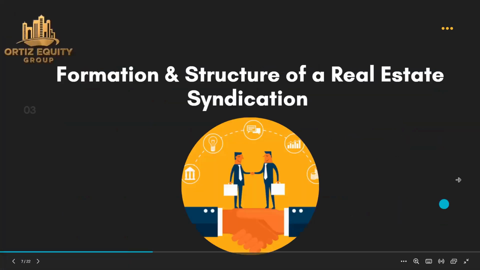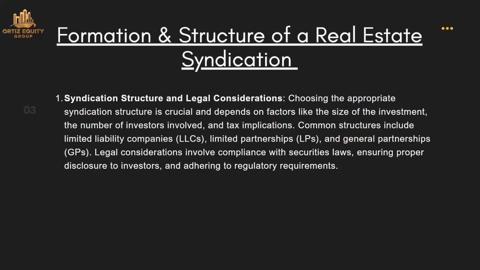All right. So let's talk about the formation and structure of a real estate syndication. Syndication structure and legal considerations. Choosing the appropriate syndication structure is crucial and depends on factors like the size of the investment, the number of investors involved, and tax implications. Common structures include limited liability companies, aka LLCs, limited partners, which are LPs, and general partners, which are also known as GPs. Legal considerations involve compliance with securities laws, ensuring proper disclosure to investors, and adhering to regulatory requirements.